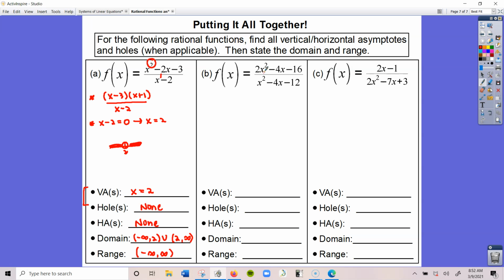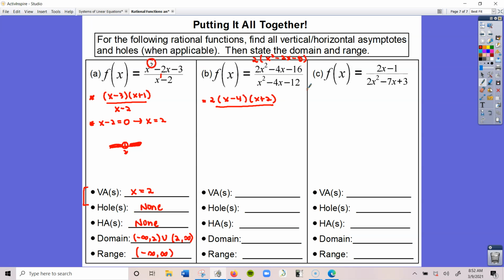Now let's look at this next example. We have (2x squared minus 4x minus 16) over (x squared minus 4x minus 12). In the numerator, I can factor out a 2 first, which would give me x squared minus 2x minus 8. If I continue factoring that, I would get 2, and then the factors for x squared minus 2x minus 8 would be (x minus 4)(x plus 2).